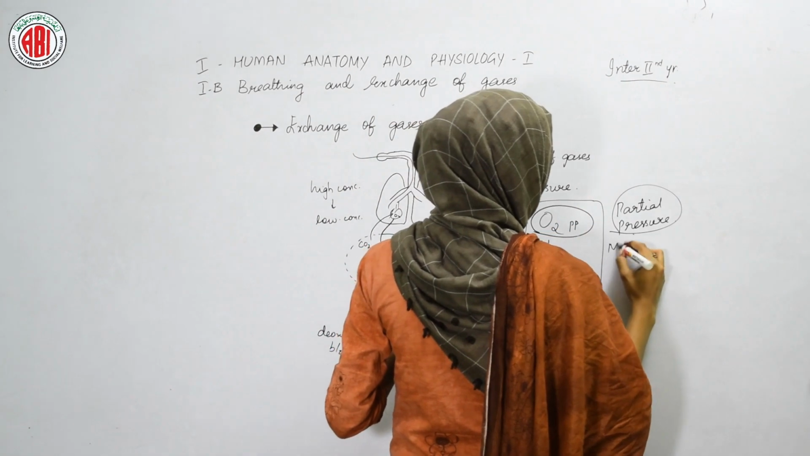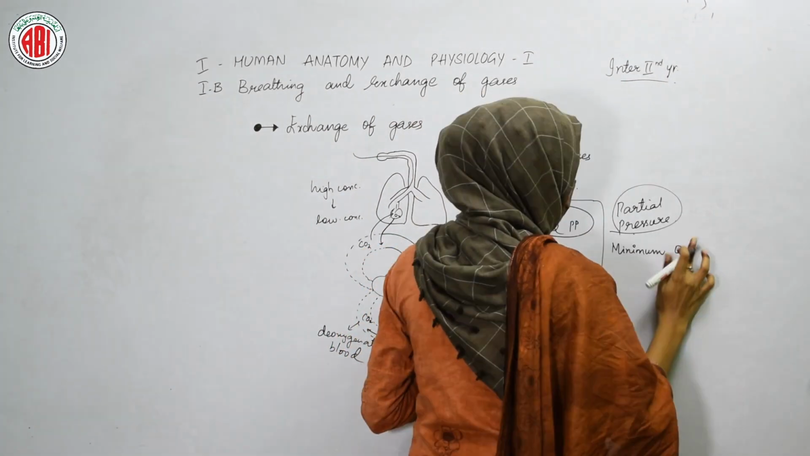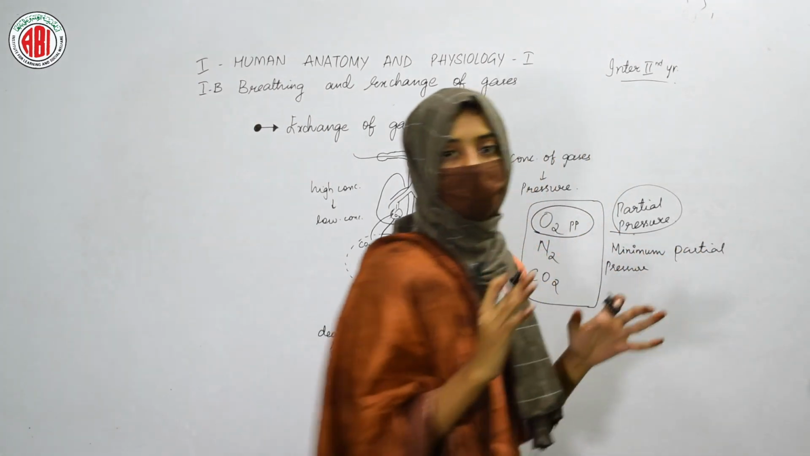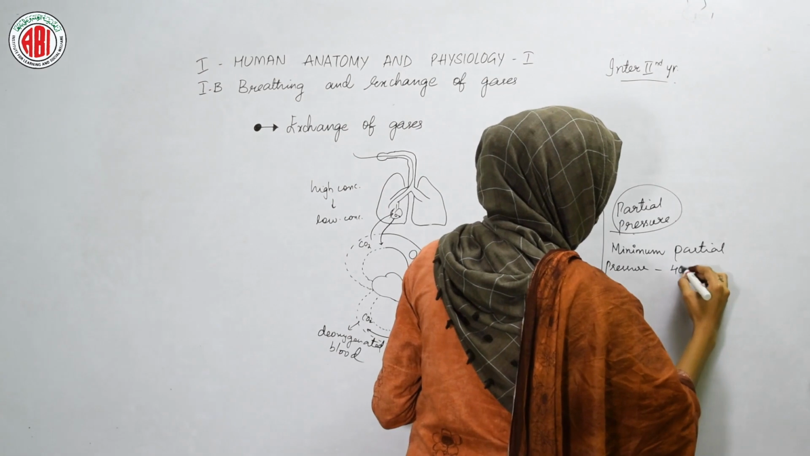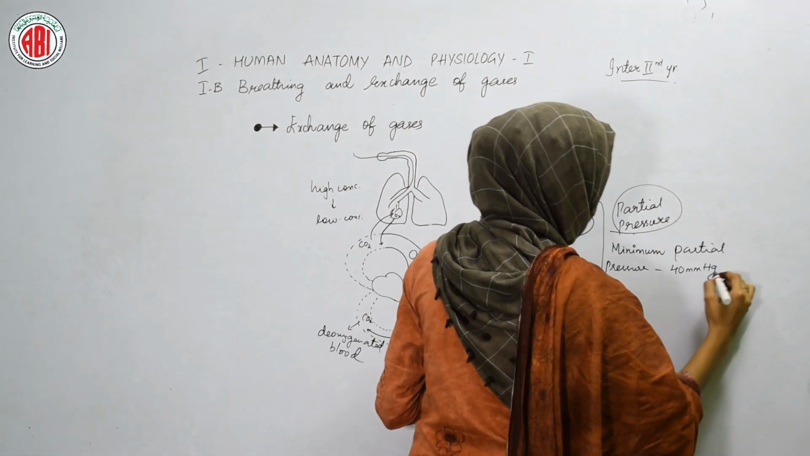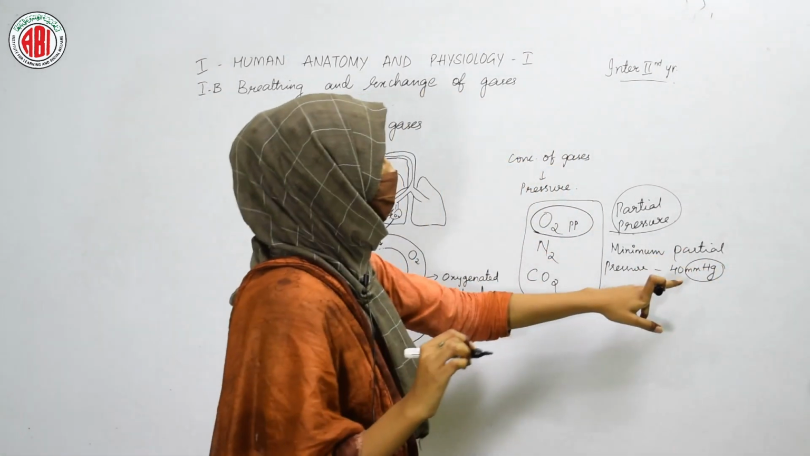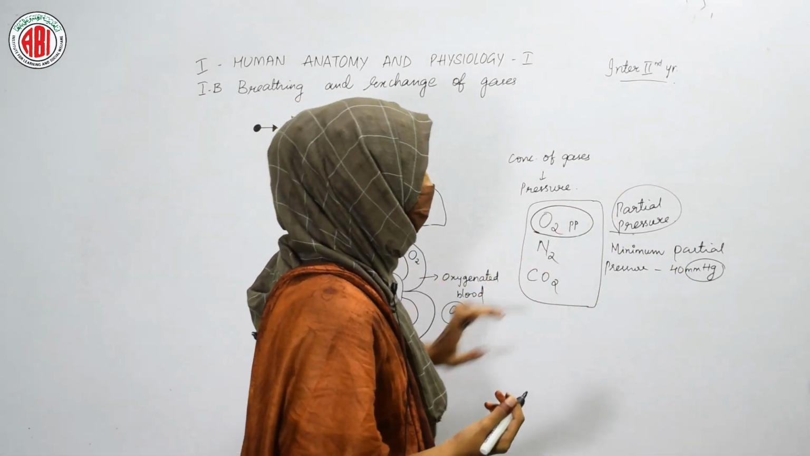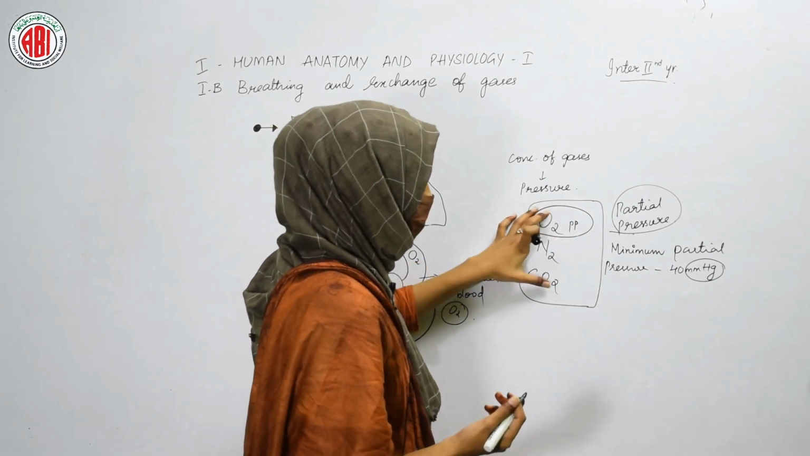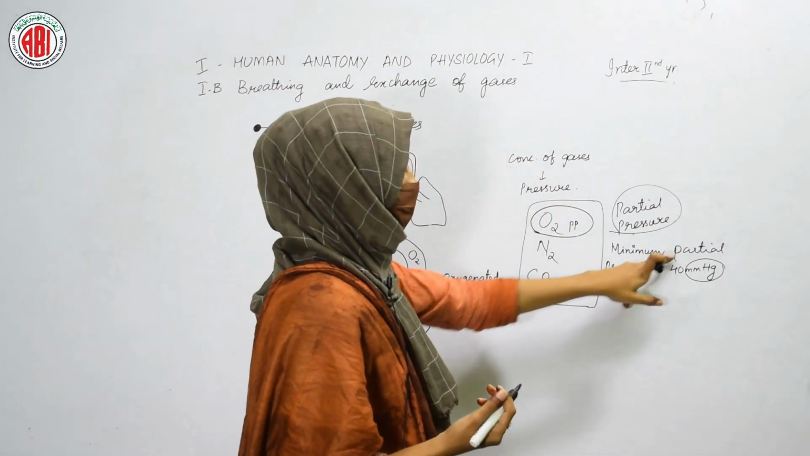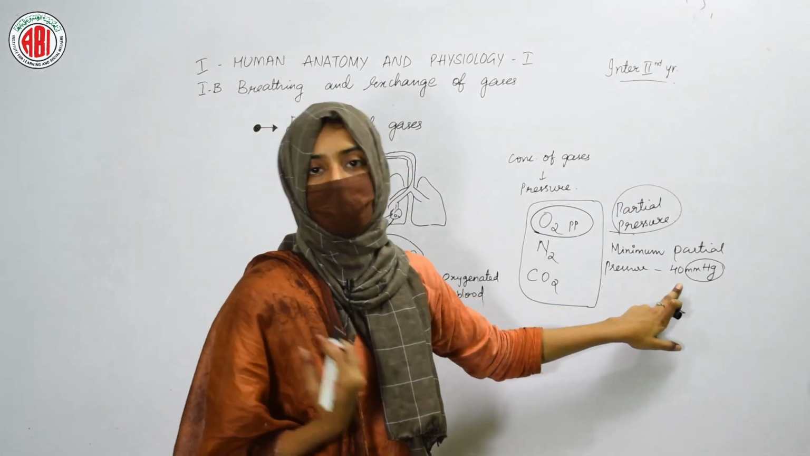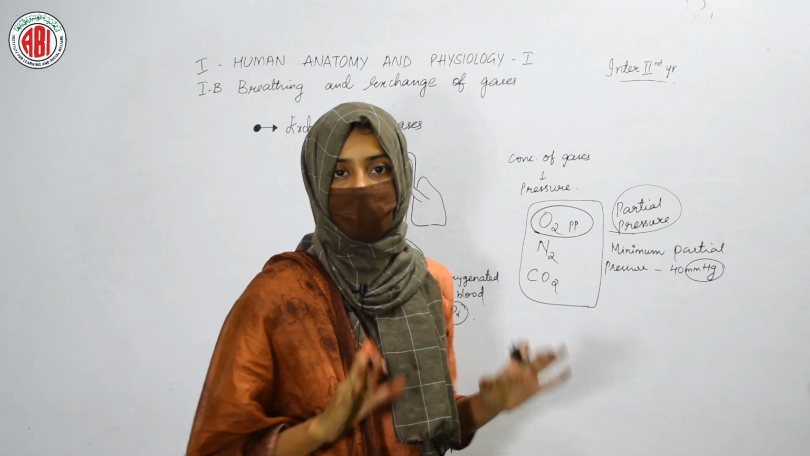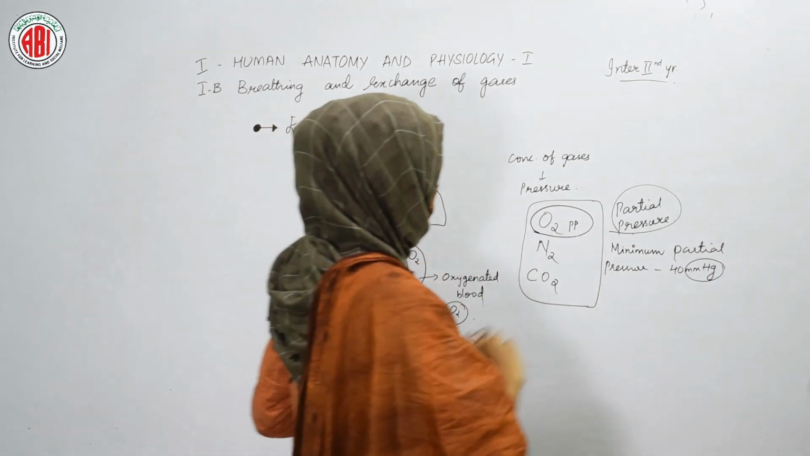The minimum partial pressure of all the gases in a combination is given as 40 mmHg. mmHg, millimeter of mercury, is a unit we use to measure the partial pressure of different gases. So all these gases present in the air have a minimum partial pressure of 40 mmHg. It is a constant value of the partial pressure of different gases that are present in a combination.